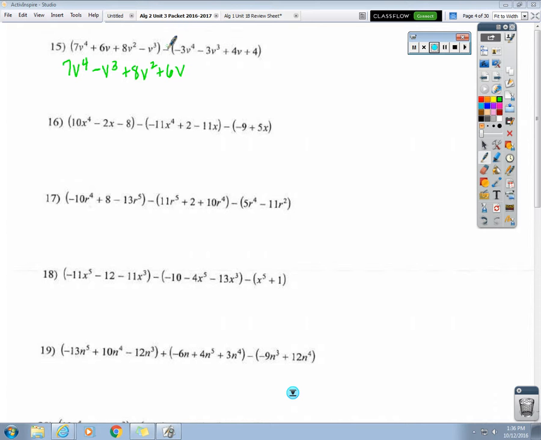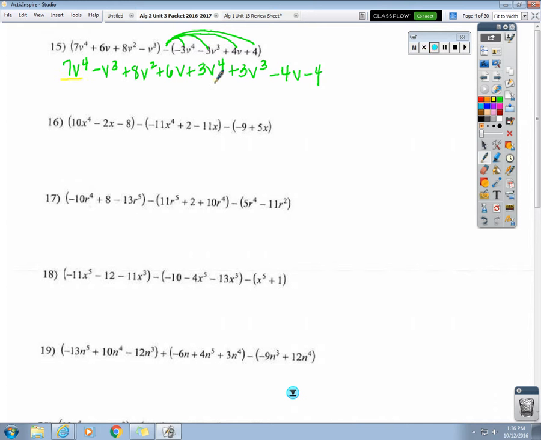Okay, now, this minus attaches to everything that comes after it inside those parentheses. So it'll make this negative 3b to the 4th positive 3b to the 4th. It'll make this negative 3b cubed positive 3b cubed. This will become negative 4b, and this will become negative 4. Now I'm ready to combine like terms.